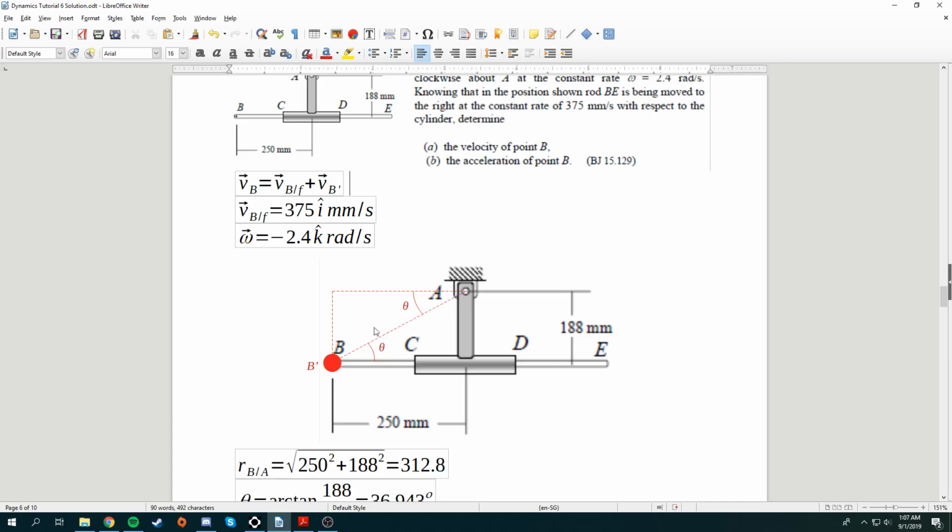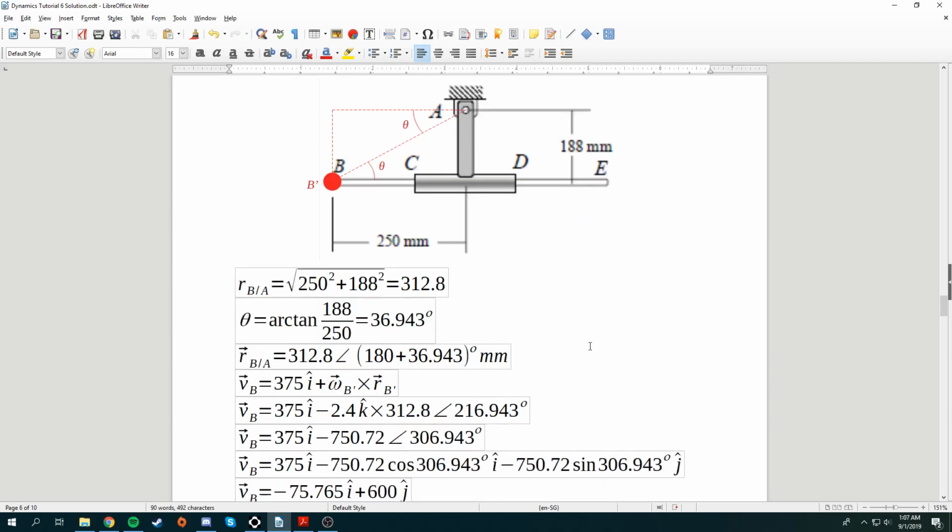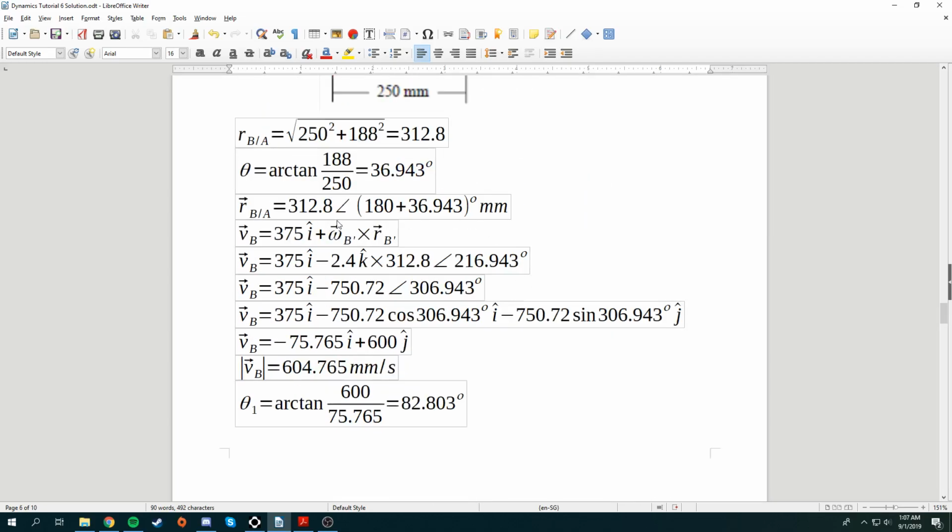However, we do not know the length, but we can find it very simply through Pythagoras theorem. Very simply I can find that RB from A is 312.8, and I can find this angle theta to be 36.943 degrees. However, that's not enough because we are measuring from the positive x-axis, so we need to add 180 degrees. Then I put in the values that I have right now, because I know VB with respect to the frame and I know VB prime.